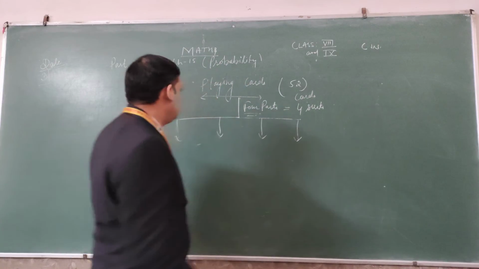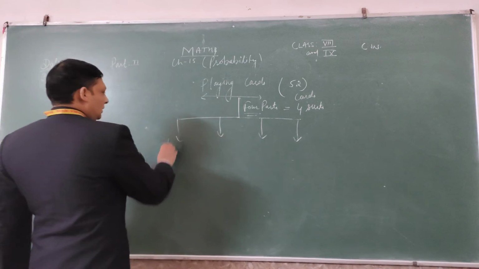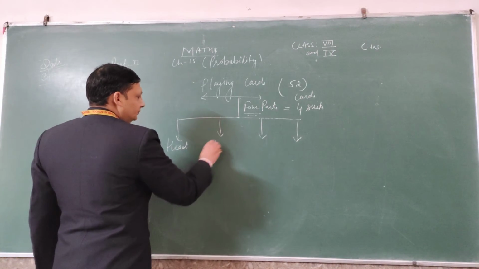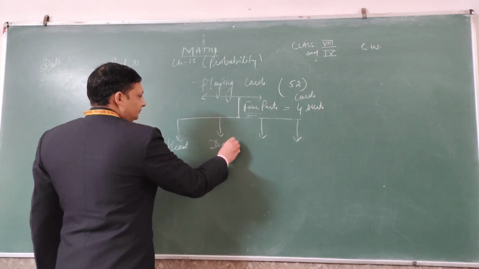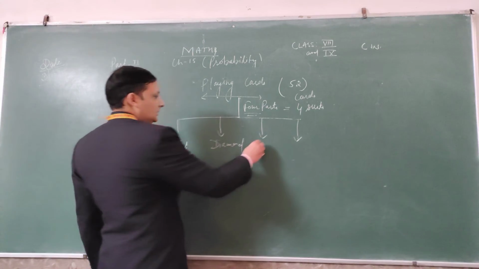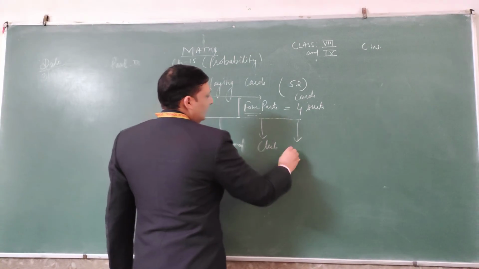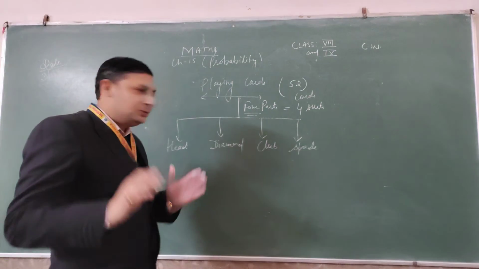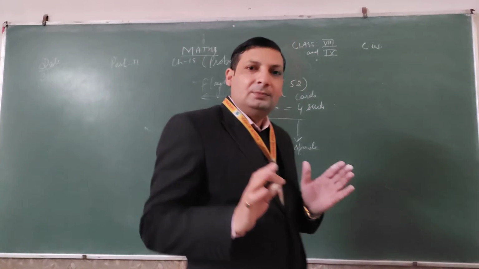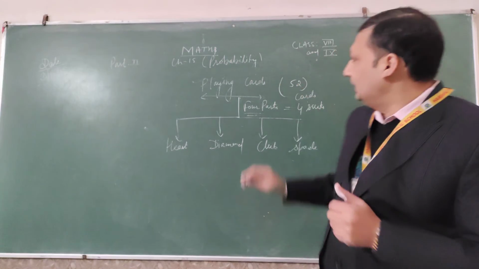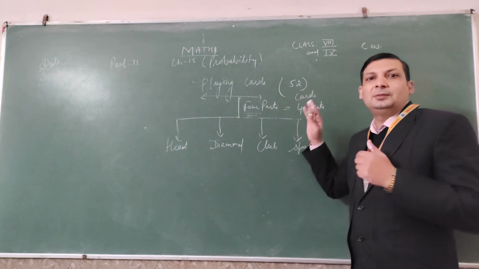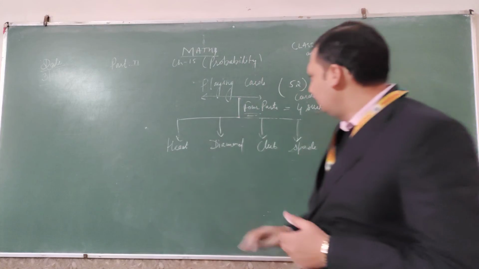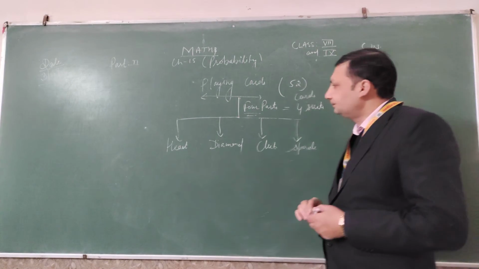The names of these are heart, diamond, club, and last, that is spade. So listen dear student, a playing card deck which consists of 52 cards is divided into 4 parts, or in other words we can say 4 suits, that is heart, diamond, club and spade.